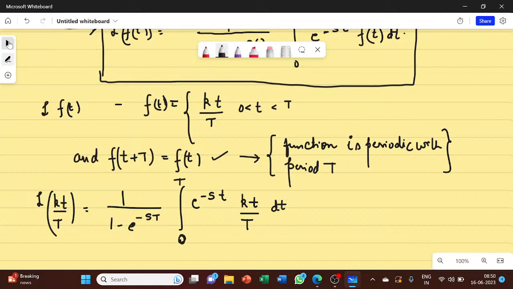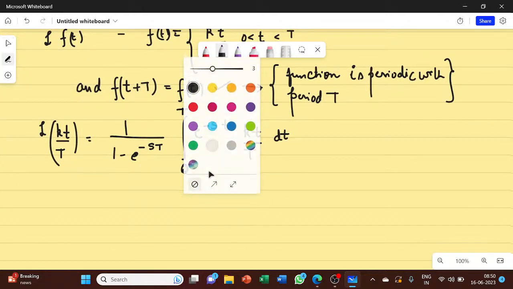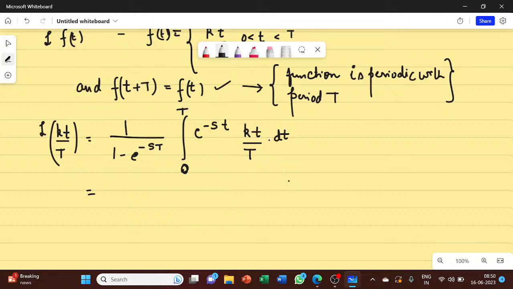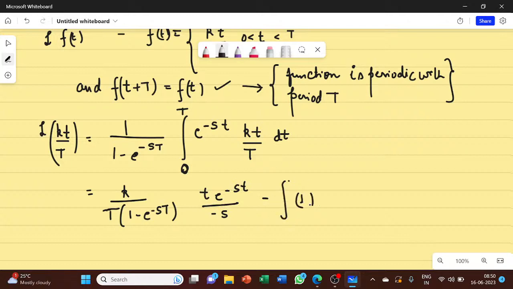I hope it is clear. And now it is very simple to do. You can simply take small k and capital T outside. This will be 1 minus e to the power minus sT, and this integration would be t e to the power minus st divided by minus s, minus the integration of the derivative of t, which is 1, times the integration of e to the power minus st, which is e to the power minus st divided by s. So this would be 1 upon s. And I have to place limits, that I'll do, don't worry.